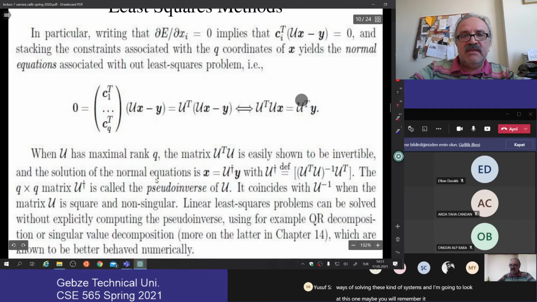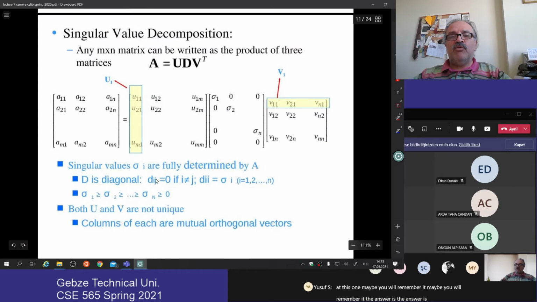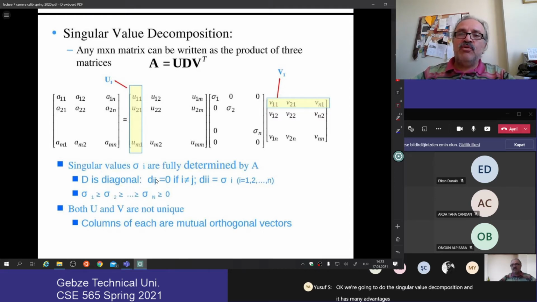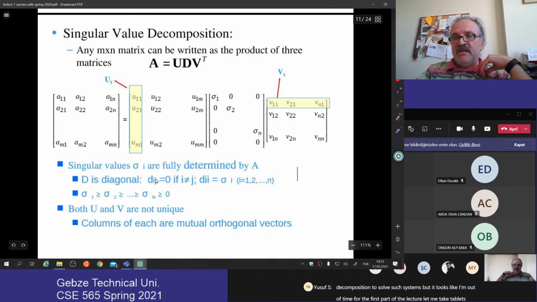The answer is singular value decomposition. We are going to do the singular value decomposition, and it has many advantages, and we are going to use it to solve such systems. But it looks like I'm out of time for the first part of the lecture. Let me take 10 minutes of break. Let's be here around 14:34, and we will continue afterwards.